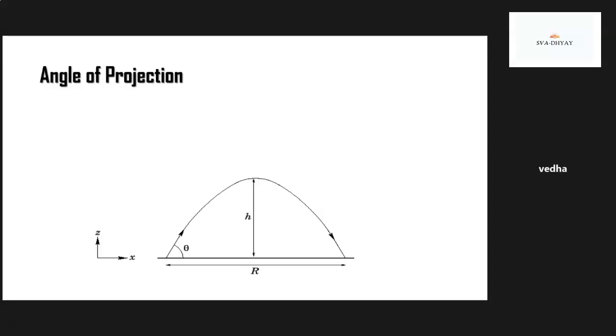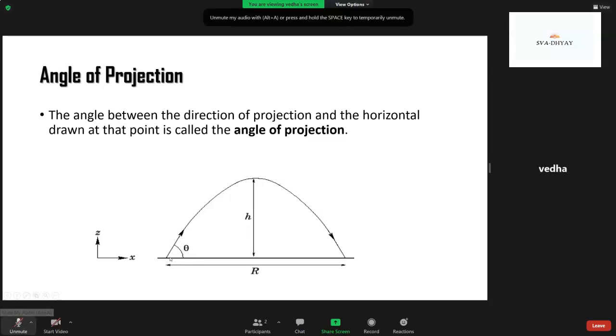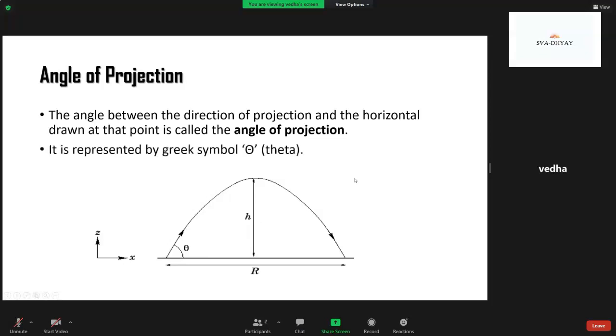Now we will see angle of projection. The angle between the direction of projection and horizontal drawn at that point is called angle of projection. Here we can see this arrow is the direction of projection and this is the horizontal. So angle theta between these two is called the angle of projection. It is represented by Greek symbol theta.